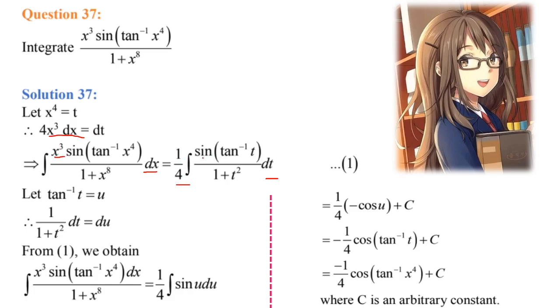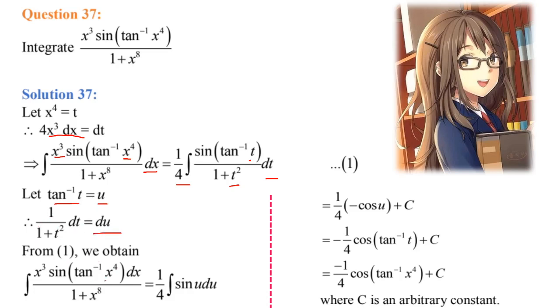And inside the integral is sine tan inverse. What is the value of x power 4? We assumed it as t. So we have written t here. And upon 1 plus x power 8, so it means t square. Right? Then again we have to do one more assumption, one more substitution. Let's take tan inverse t as u. Right? So let's take the derivative: 1 upon 1 plus t square dt equal to du.